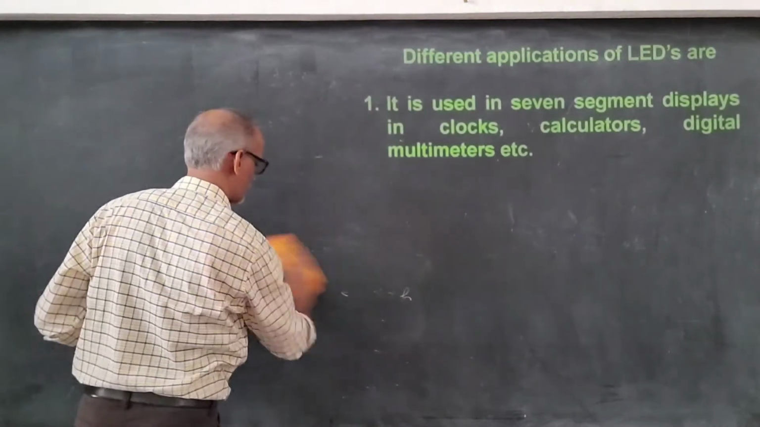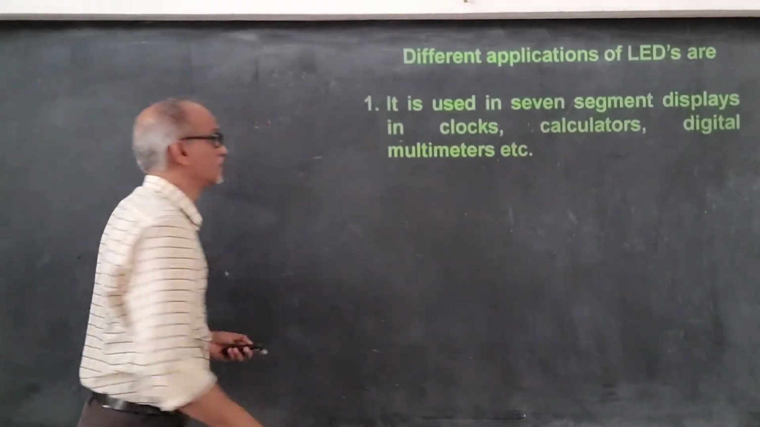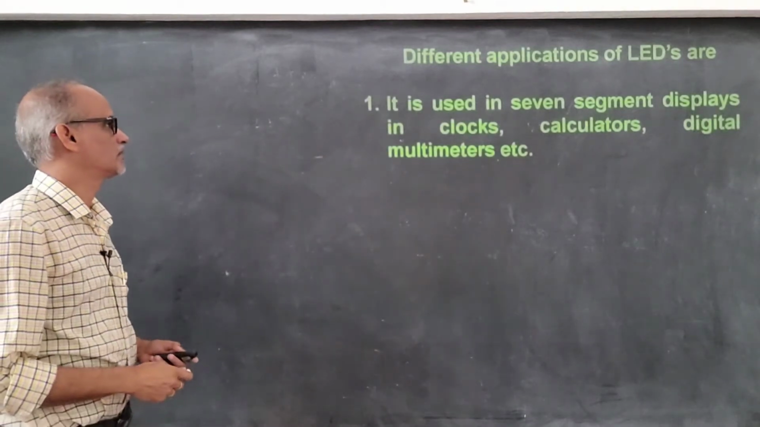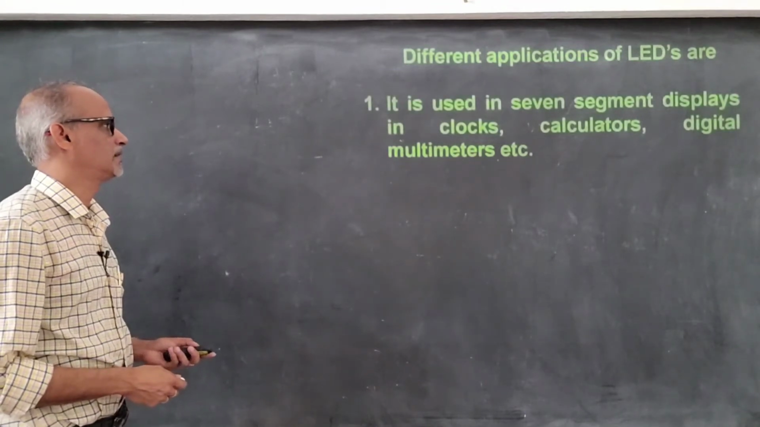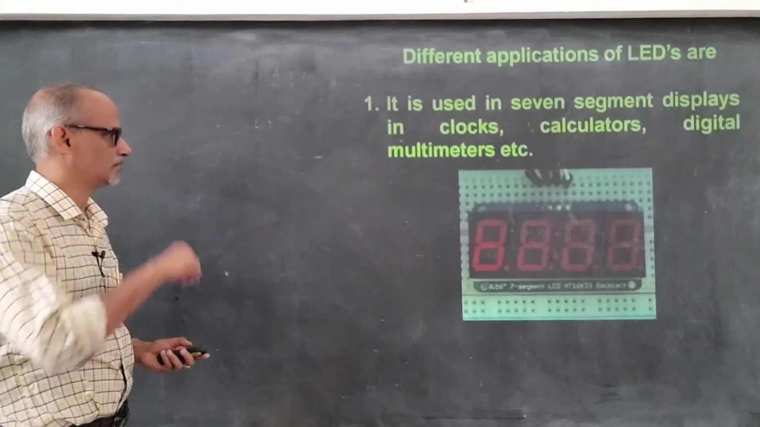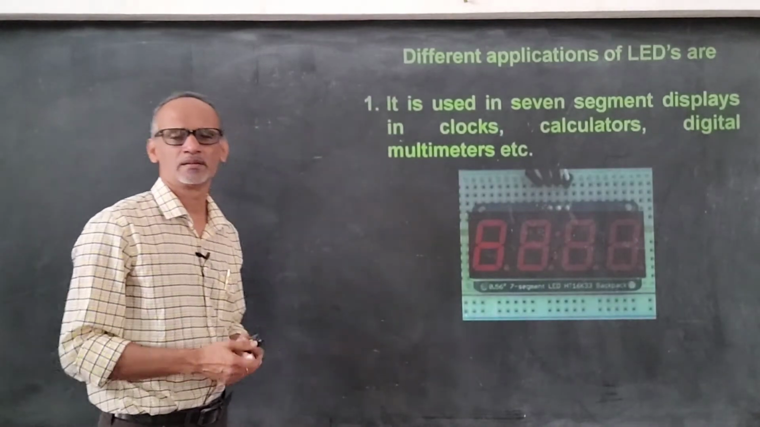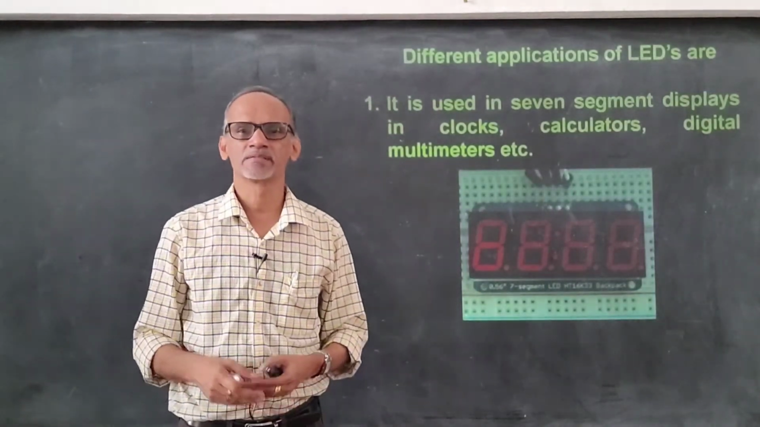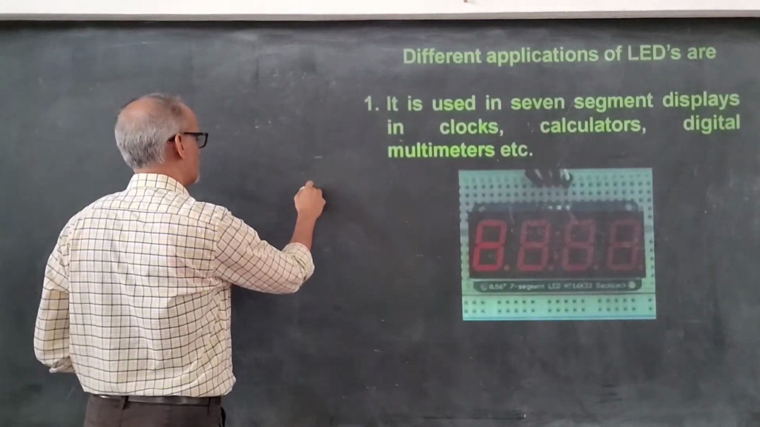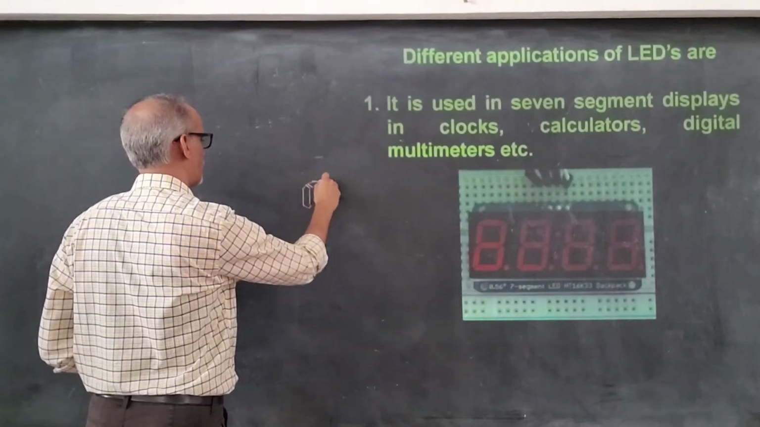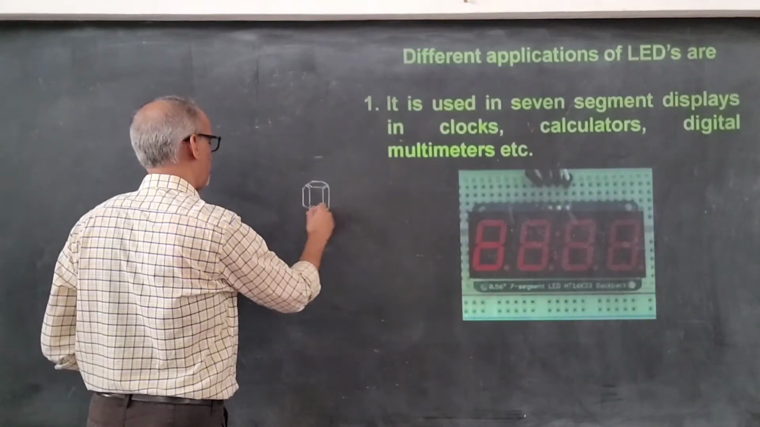So what are the different applications of the LED? The first application is in the 7-segment display in clocks, calculators, digital multimeters, etc. This is called a 7-segment display. You must have seen it in the digital voltmeters and ammeters which we have used in our lab. That's nothing but a 7-segment display. This kind of display is there even in your calculator. Now why is it called a 7-segment? Because it has 7 parts like this.